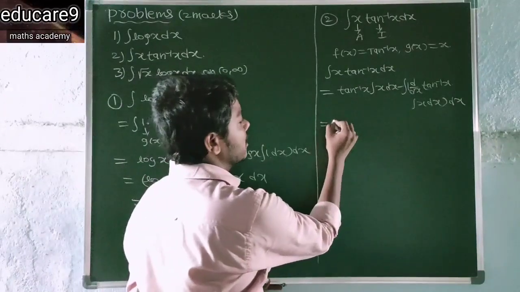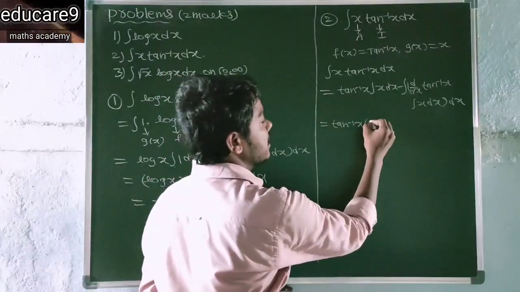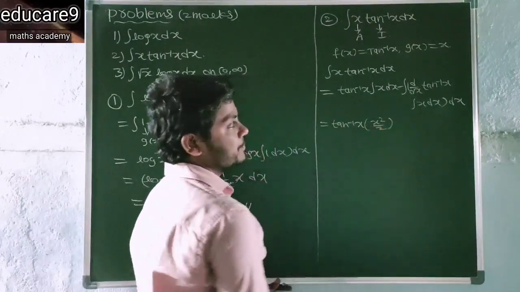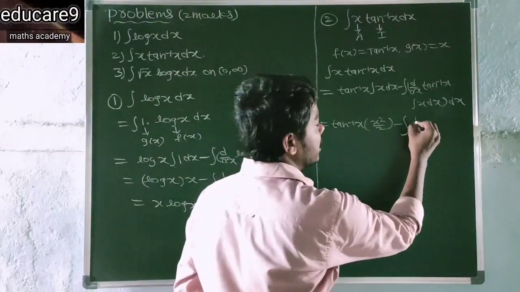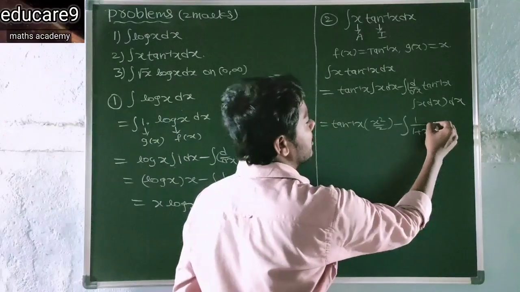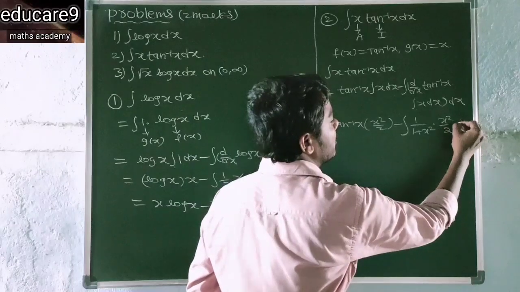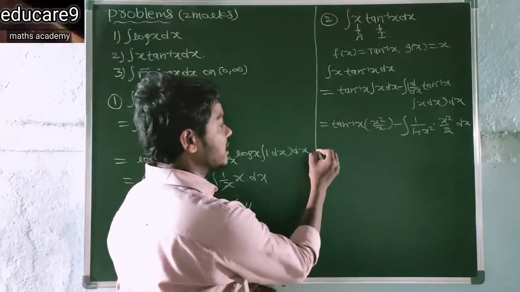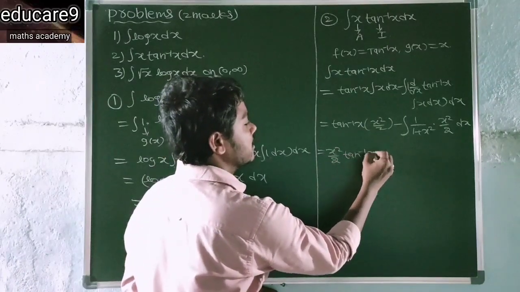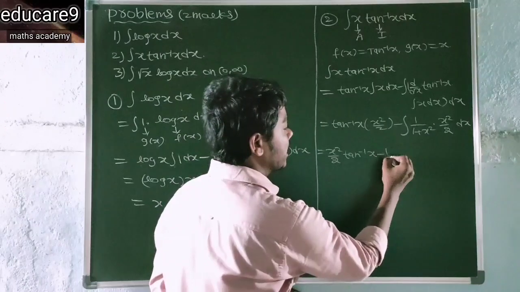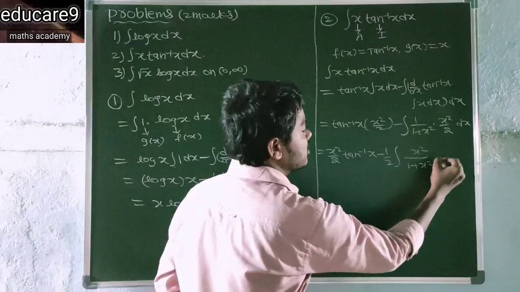Now this is tan inverse x into integration of x dx, that is x square by 2, minus derivative of tan inverse x, that is 1 by 1 plus x square, again into integration of x dx, that is x square by 2, dx. Now this can be written as x square by 2 tan inverse x minus 1 by 2 integration of x square by 1 plus x square dx.